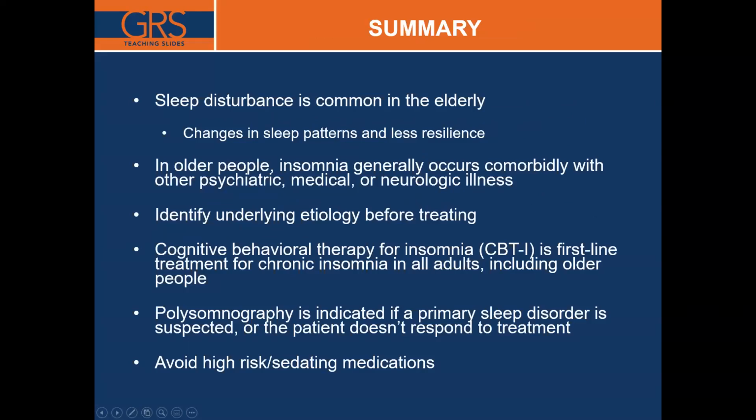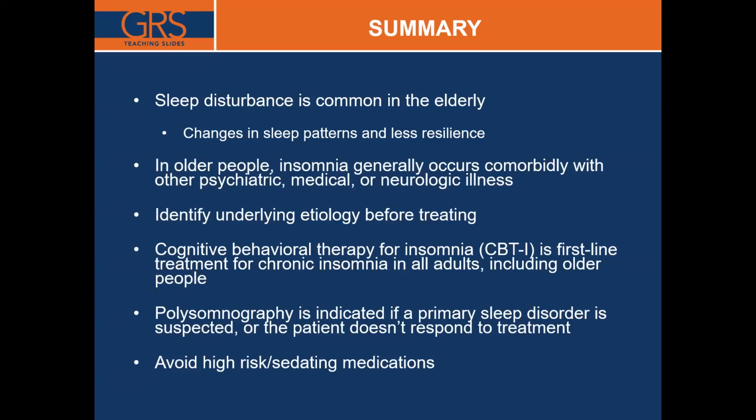Okay, so in summary, sleep disturbance is incredibly common in the elderly. Our sleep patterns change. As we get older, we have more N1, N2 light sleep, and we're just less resilient to sleep disruption. In older folks, insomnia generally occurs comorbidly with other mental health or other medical conditions. So really identifying anything else underlying that's contributing to insomnia is important in treating that underlying condition.